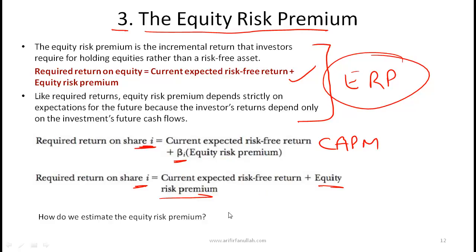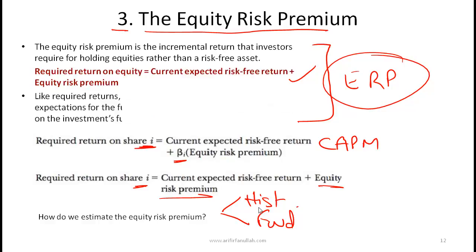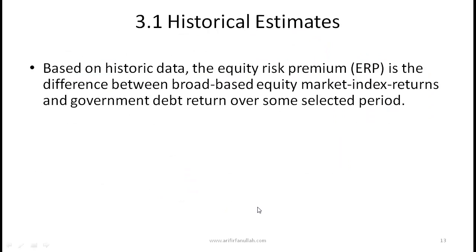And broadly speaking, there are two ways. One is a historical method, where not surprisingly you look at historical information to come up with an equity risk premium, and another is a forward-looking approach. So we are going to get into the details of both. Okay. So let's first look at the historical. So these are historical estimates of the equity risk premium. Based on historical data, the equity risk premium is the difference between the broad-based equity market index return and government debt over some selected period.